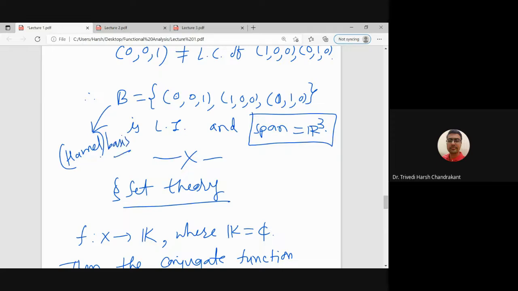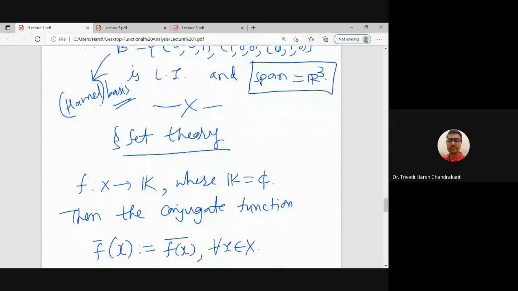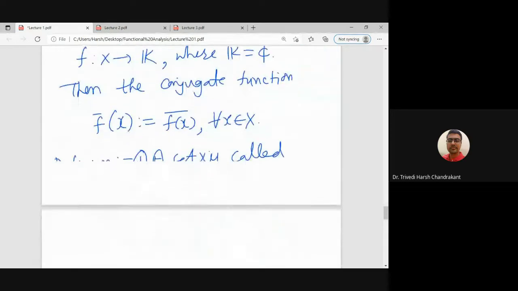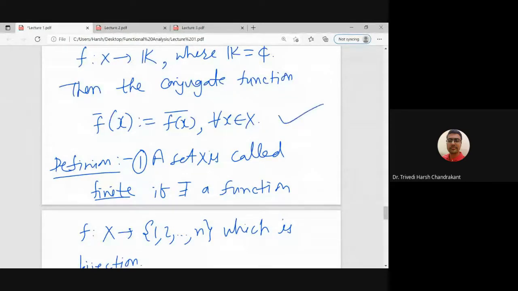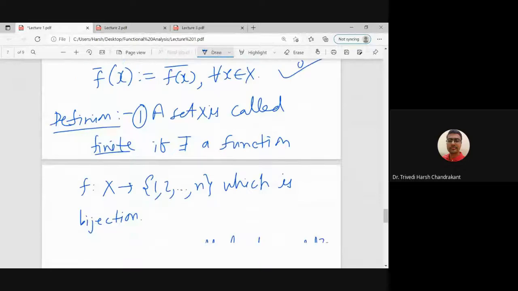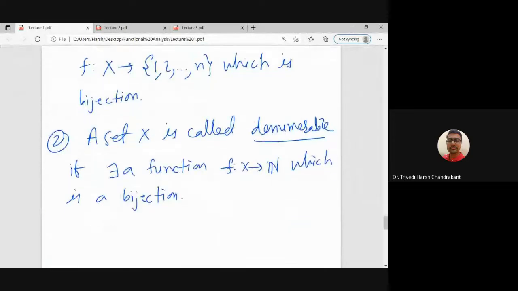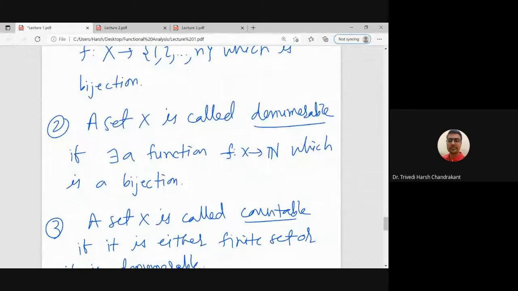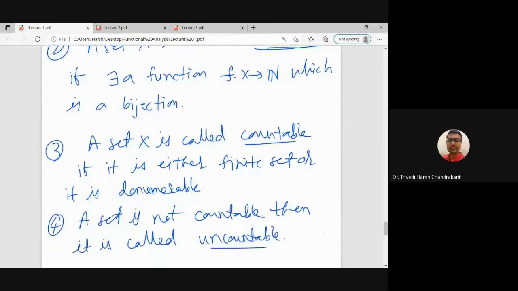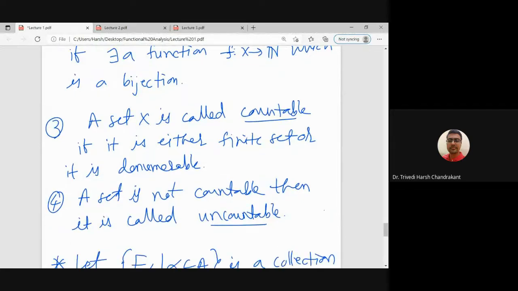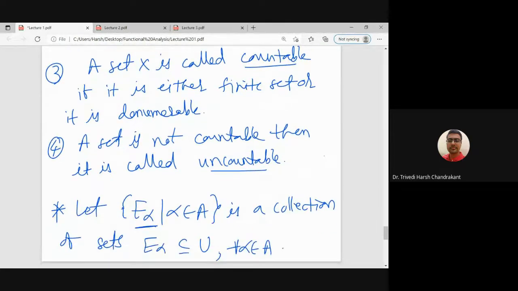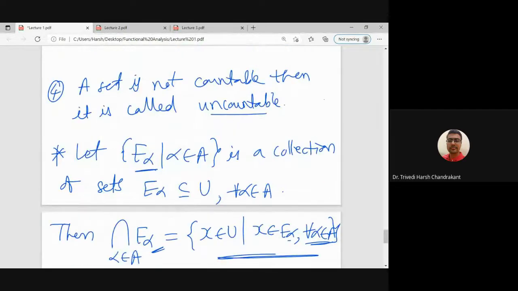So we know that there are different bases in linear algebra. One is an orthonormal basis, right? That is different from the linear space basis. There we use an inner product. Then we discussed some set theory. We defined the notation conjugate of a function, finite set, denumerable set. Denumerable means countably infinite, and countable means either countably infinite or finite. And then we discussed uncountable sets. So the set which is not countable is uncountable.